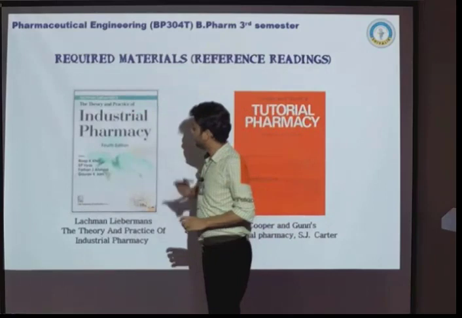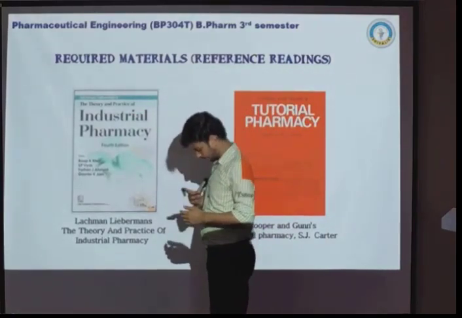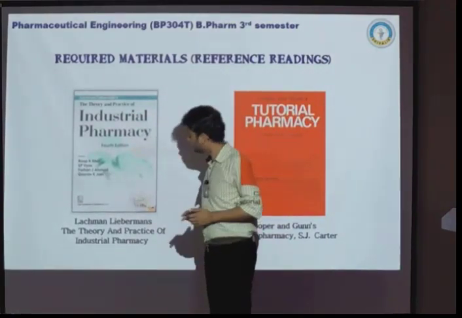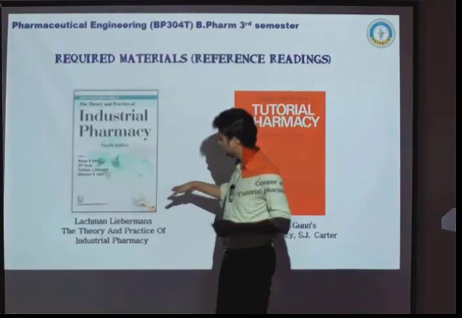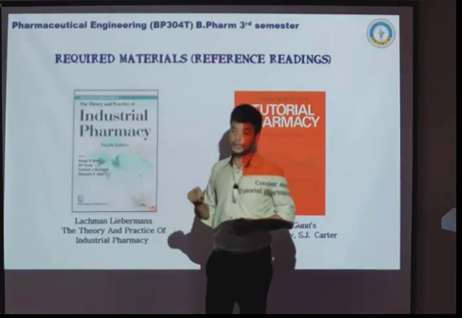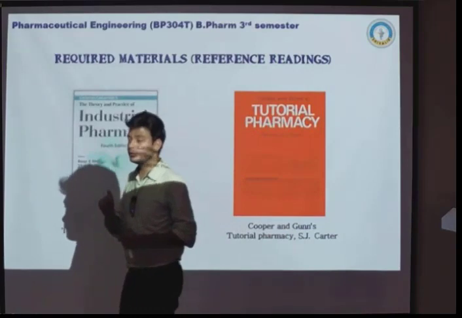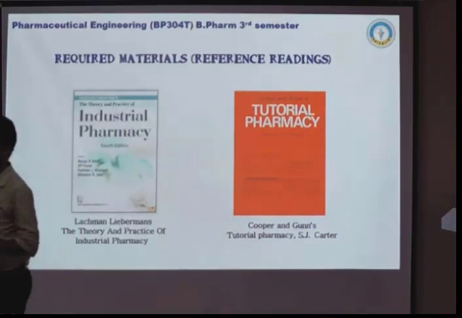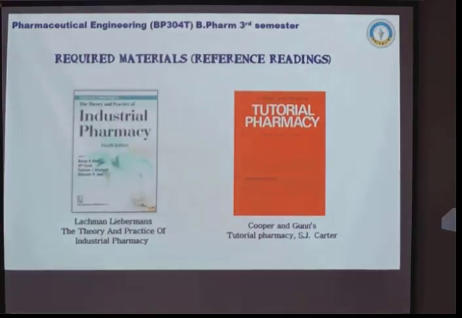Theory and Practice of Industrial Pharmacy, basically the latest edition, that is by Lachman. This book is very, very important for you people. If you are studying pharmacy, I suggest go through this book. If you don't have this book, go to the market and purchase it.